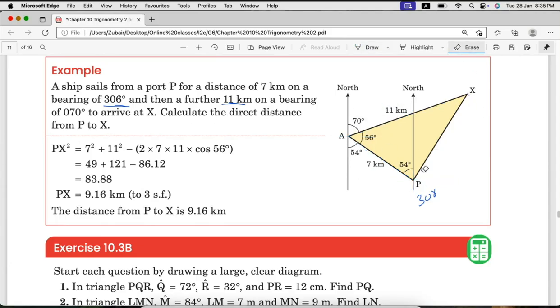So this is the data. Using the same data, where is this 54 coming from? These two are parallel, north, north, and that's alternate. So 54, 54. This is 54. This is 70. 180 minus both of these, we are getting 56. So all the data is written. Now we need to calculate the direct distance from P to X. So I know this side, I know this side, I know the angle. I can just apply the cos rule.